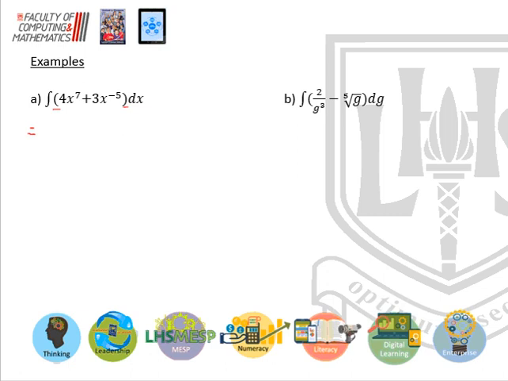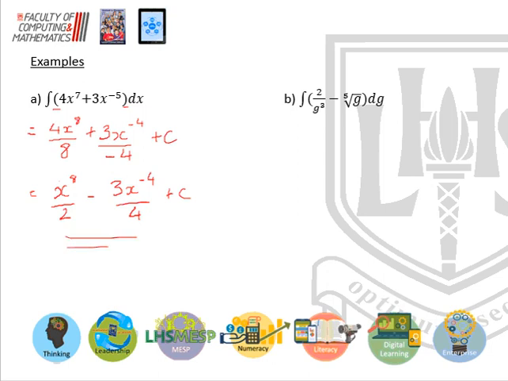So 4x to the power 7 becomes 4x to the power 8 divided by 8. Then we've got our second term, which is 3x. The minus 5 increases to minus 4, and we're going to divide by minus 4 as well. And again, we don't know if there was a constant, so we're just going to put in a plus c. And then just tidying up, 4 over 8 just becomes a half, so it's x to the power 8 over 2. This whole fraction here will be negative now, so it's minus 3x to the power minus 4 over 4 plus c. Again, the x to the power minus 4 can come back to the bottom to rearrange, but that's the integration process completed.